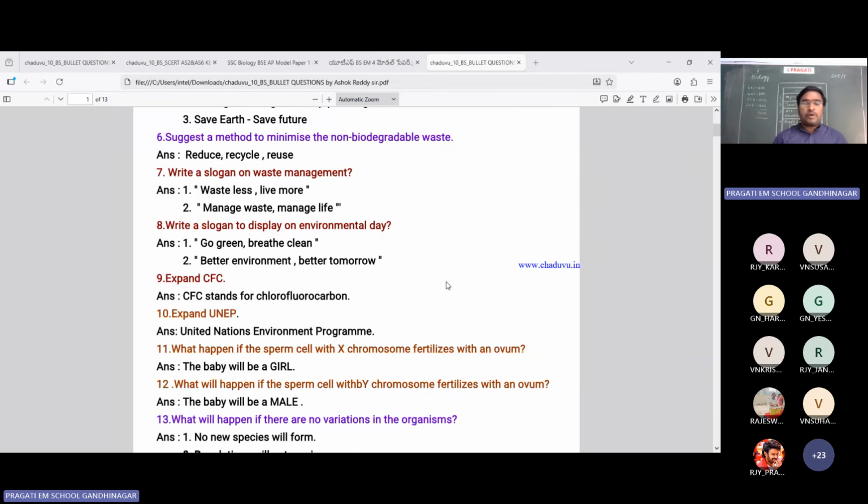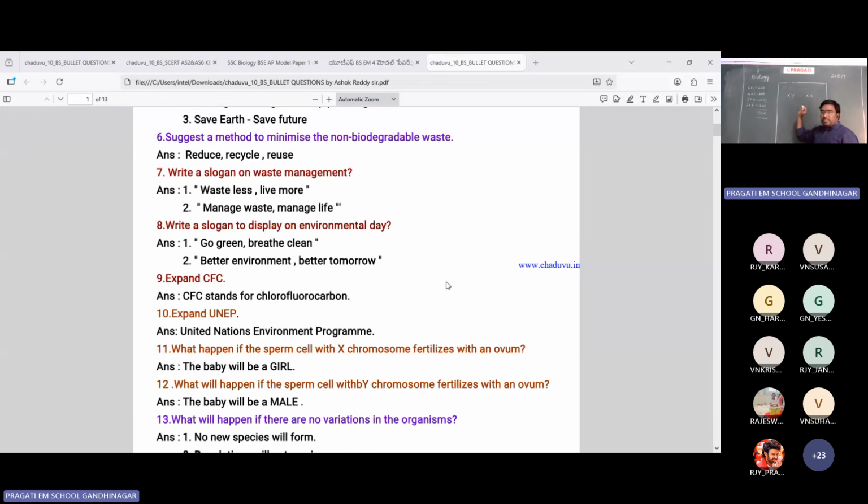Okay, the sperm cell with X chromosome. See, children, this is related to the sex determination question. So the sperm in males, the male chromosomes are in XY condition, no? The gamete consists of X and Y condition, the ova XX condition.